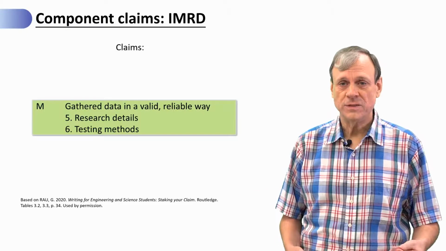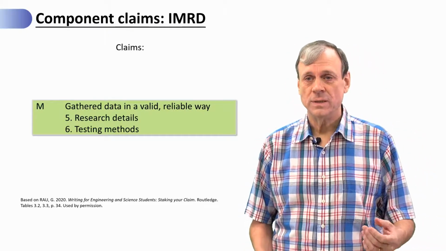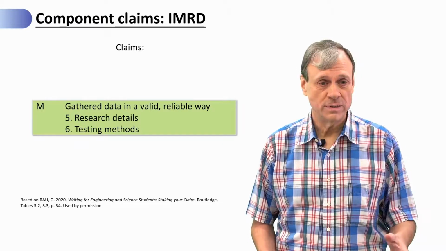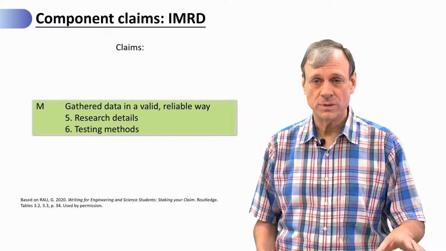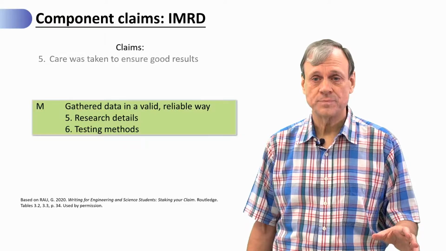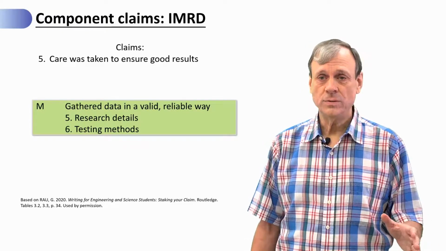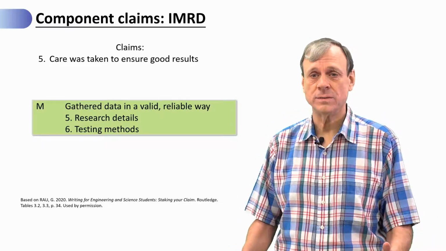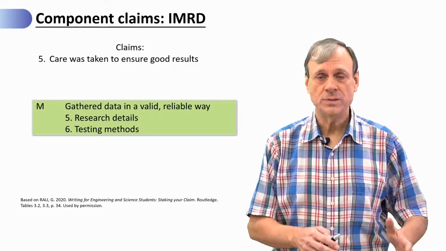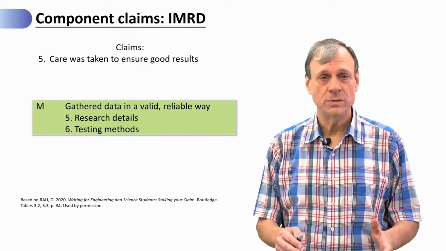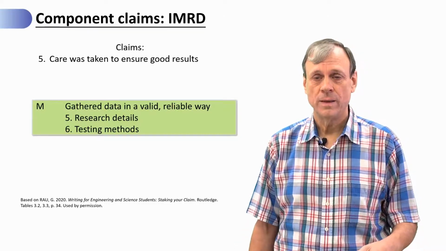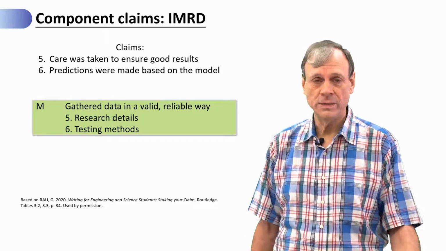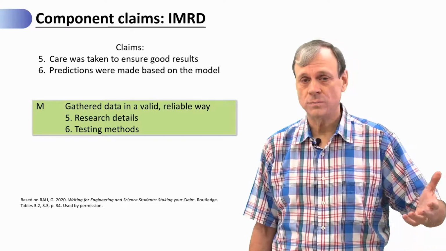In the next division, the methods division, it says that we have gathered the data in a valid and reliable way. And for this, there are 2 components: the research details and testing methods. Now, the claims associated with those, the research details, is not just a list of details. It shows that the researchers took proper care to ensure that the results were good.